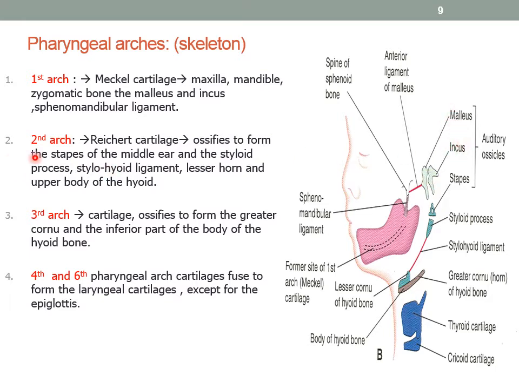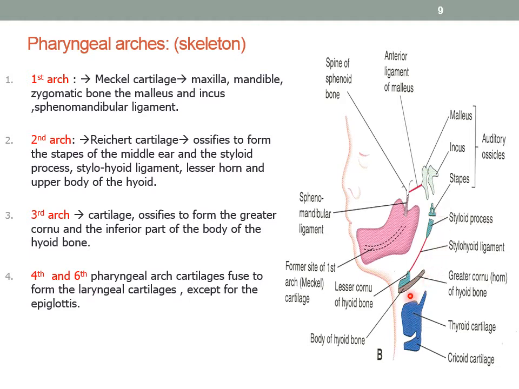Okay, the second arch gives Reichert's cartilage, and this ossifies to form the stapes of the middle ear, the third one of the auditory ossicles. They are three: malleus and incus from the first arch, and the stapes from the second arch. And the styloid process, the stylohyoid ligament, and the lesser horn and the upper part of the body of the hyoid bone. All of these come from the second pharyngeal arch.